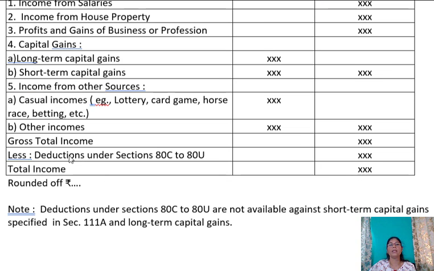From the gross total income, we shall provide deductions under section 80C to 80U, and thereby we get the total income. We can round off the amount to the nearest rupees 10. Here we need to note that deductions under section 80C to 80U are not available against short-term capital gains and long-term capital gains.